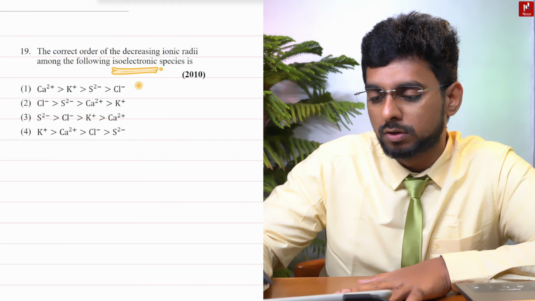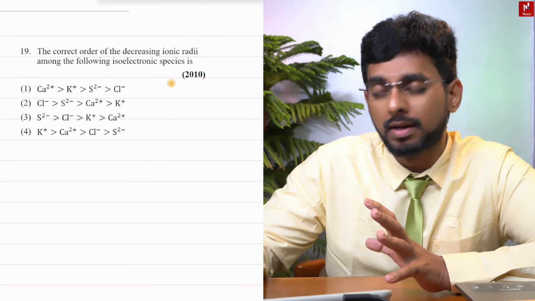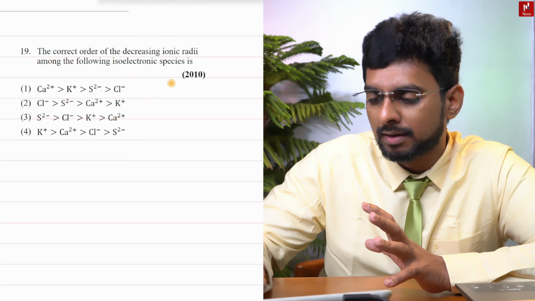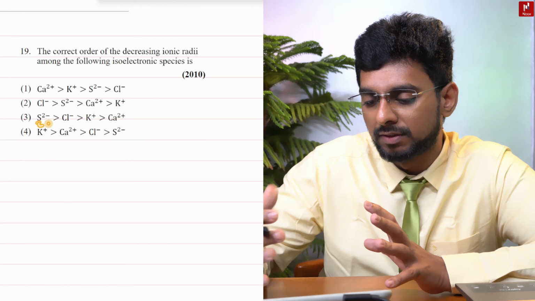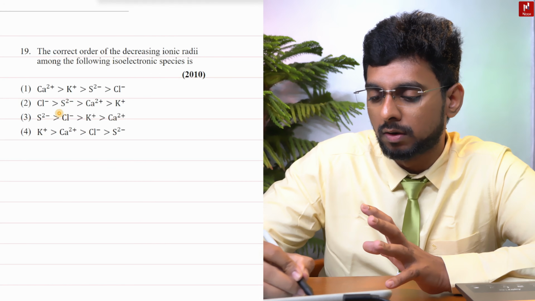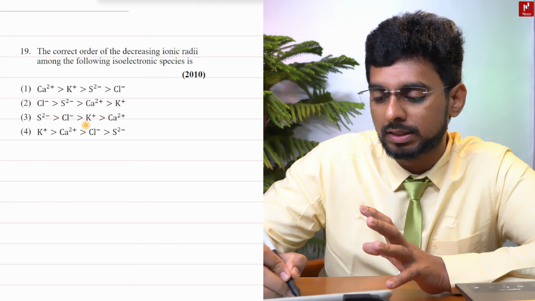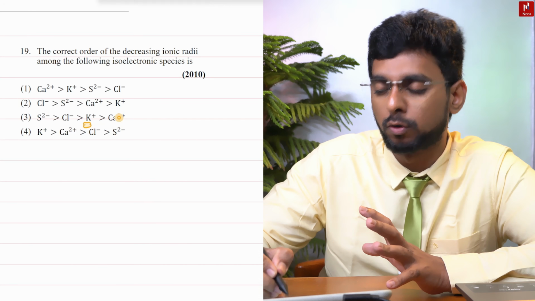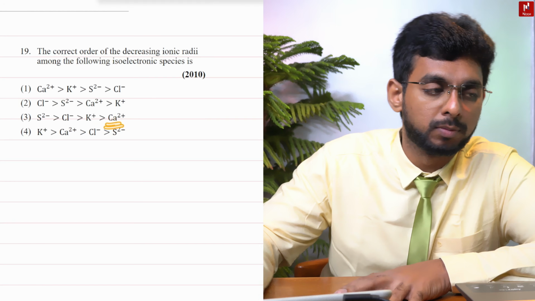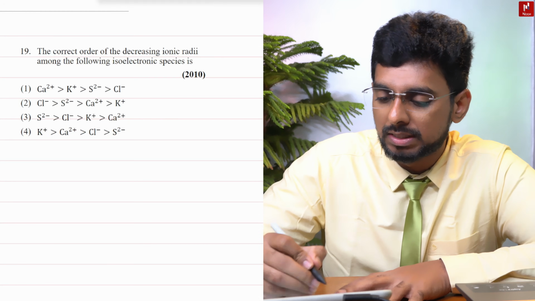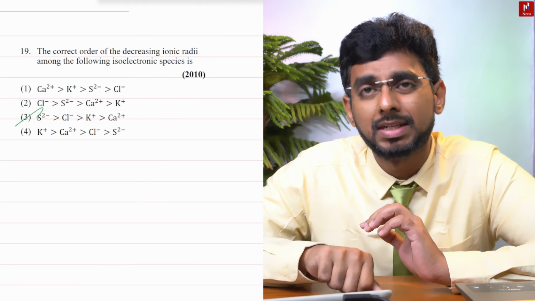Fine. So the more negative one will have the bigger radius. So S2 minus will have the bigger radius. Then you should have Cl minus. Then the least positive, that's going to be K plus. Then the more positive, which is calcium 2 plus. Fine. Simple one. These are things that I've already explained to you. The answer here is option 3. Fine.